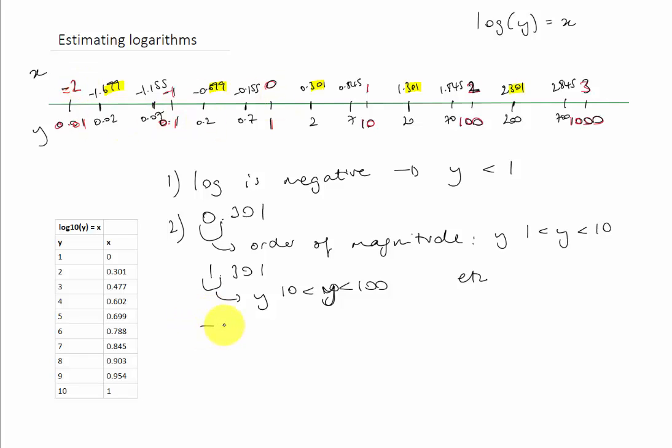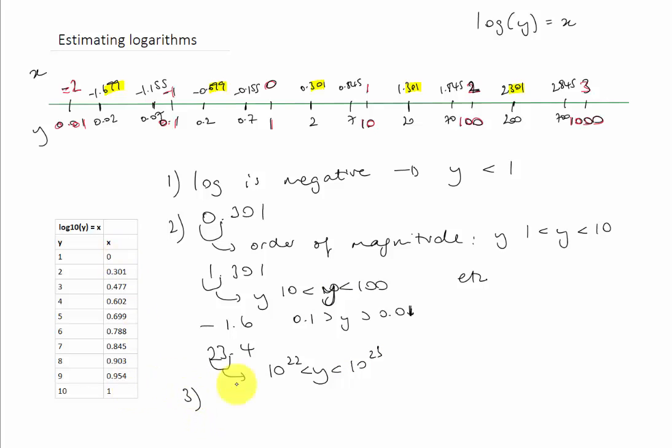And same way back here. So if we've got minus 1.6, that means that y is in between 0.1 and 0.01, etc., etc. So if I had something like 23.4, then we know that y is in between 10 to the 22 and 10 to the 23. So that already gives us an idea of what the value of our number is.